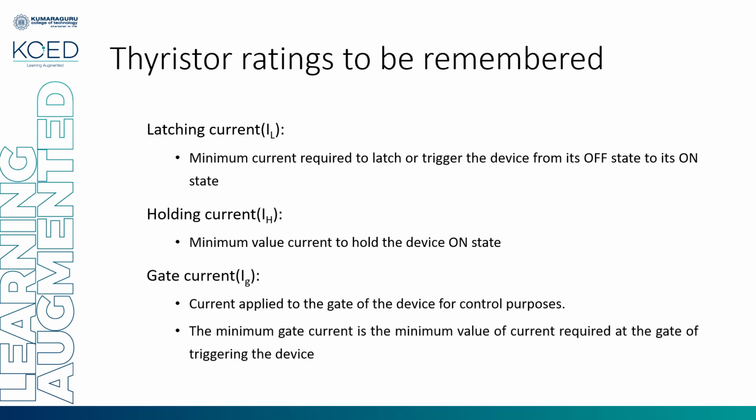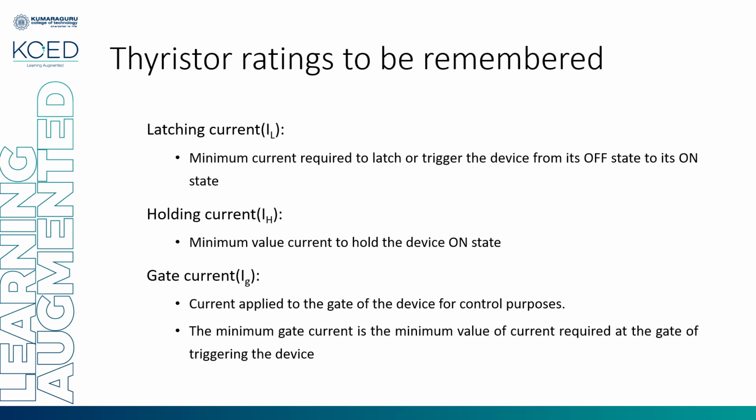These are the thyristor ratings. One is latching current. So this is the minimum current required to start the device from off to on state. Say in case of PNPN we had switching and then holding. So like this, here we have latching and then holding. Holding current is something which decides the minimum value which assures that the device is in on state.